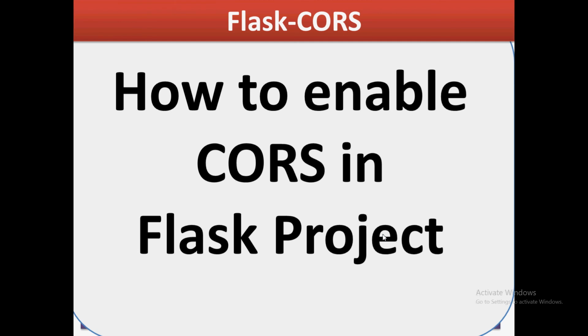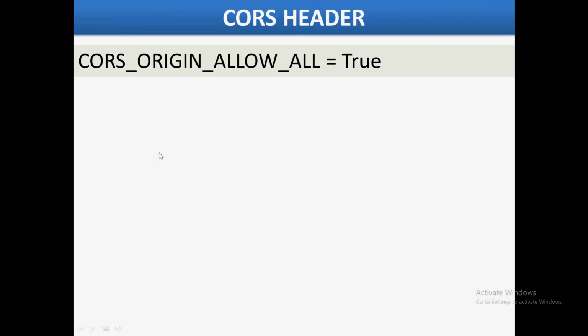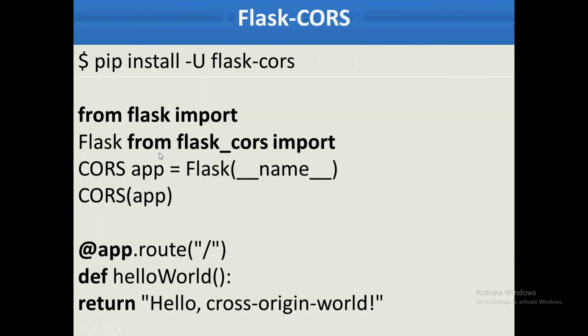So first thing is Flask has an inbuilt module called Flask CORS. Using pip, you need to install it. The first step is you need to install Flask CORS. Once this module is installed, then only you can use it. This is the second part, how you are going to use this in your application.